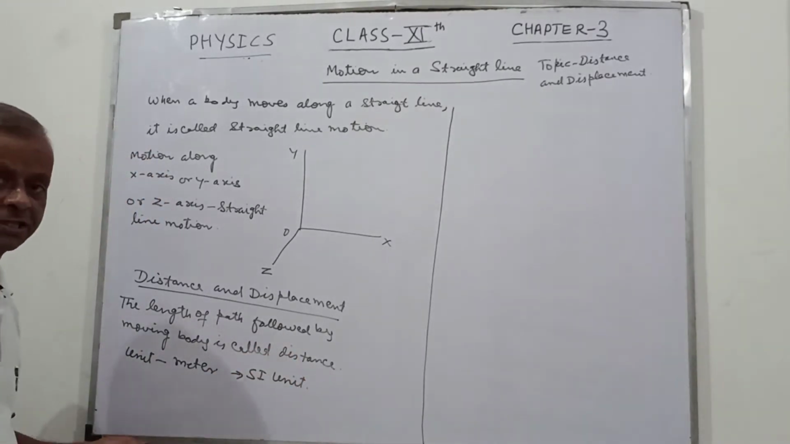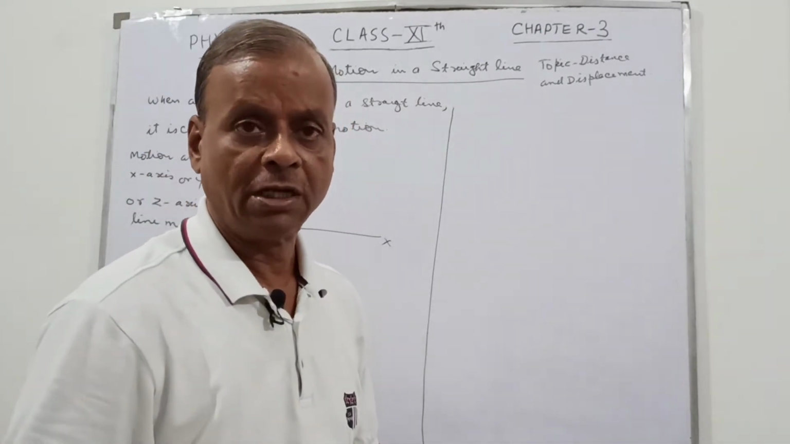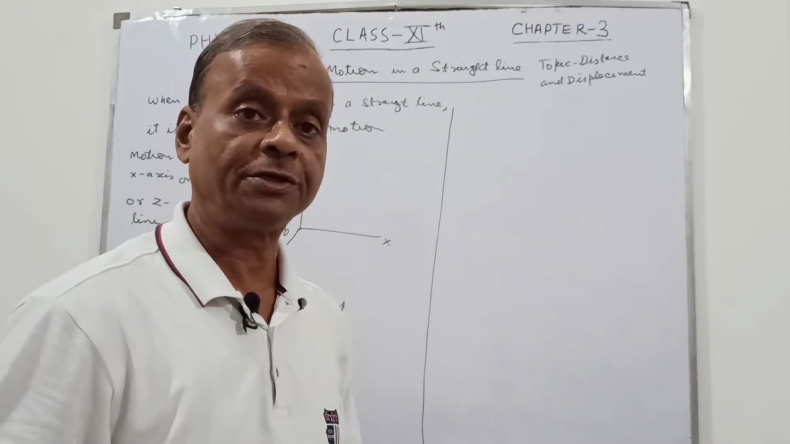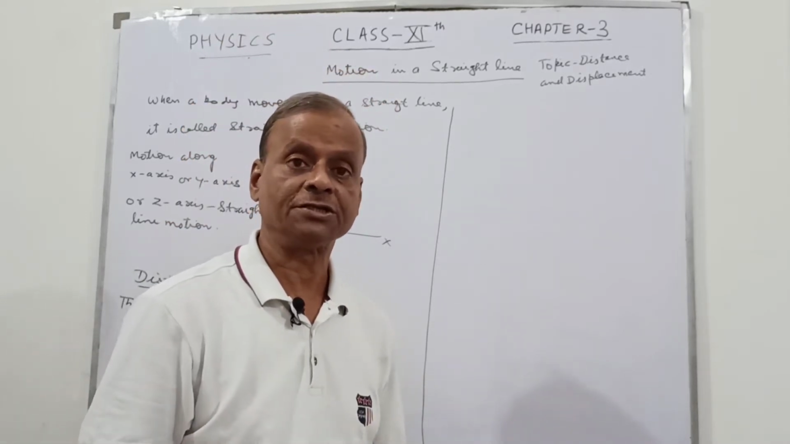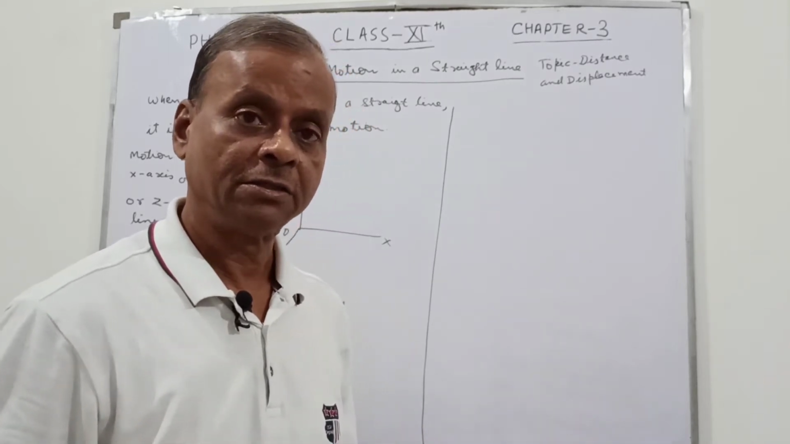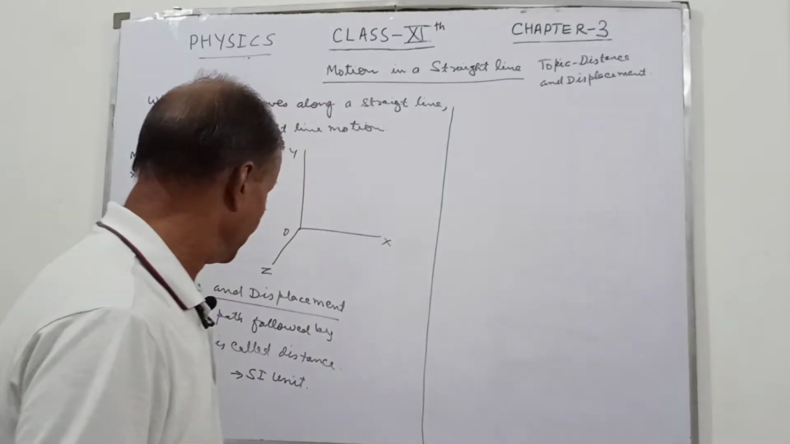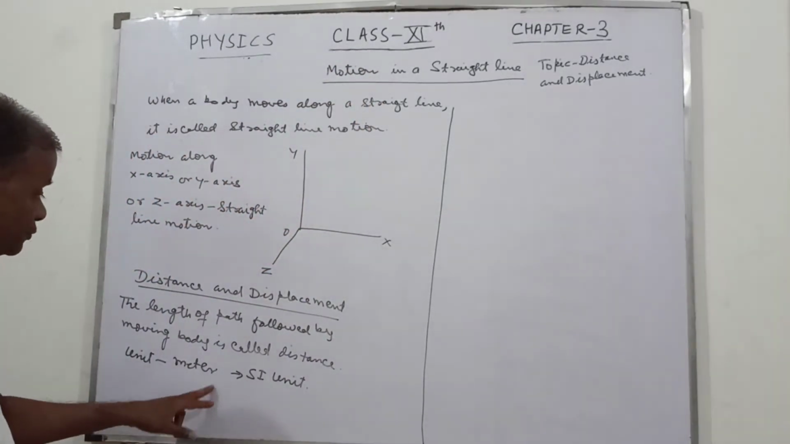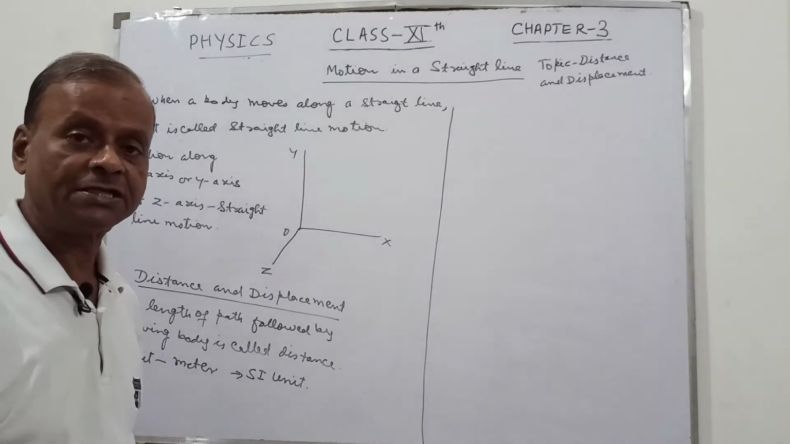The small distances are measured in meters, centimeter, inch, foot, and large distances are measured in kilometers, hectometers, decameters, and also we have the large distances like the astronomical distance, the light year, and then the parsec, etc. They are very large distances. So this is measured in the meters. So SI unit of this is meter, and this distance is a scalar quantity.